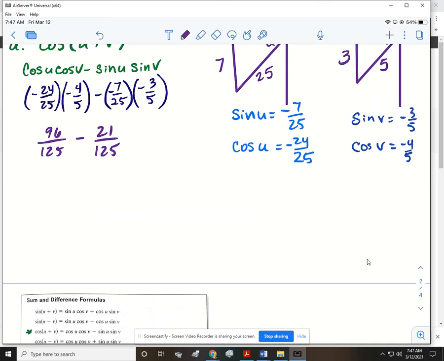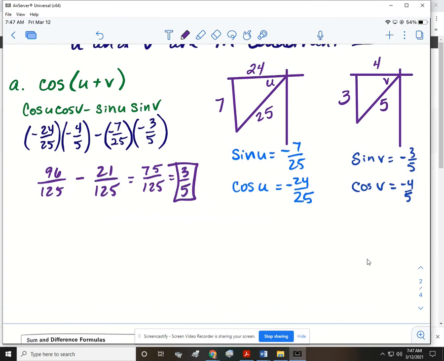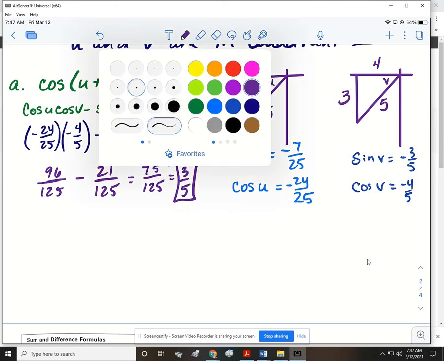Then they have a common denominator, which is what I really wanted. And so when I subtract, I get 75 over 125, and both of those will reduce by 25, and I get 3/5. So that is the cosine of a whole new angle that you would get by adding this u with this v. That seems like a kind of weird thing to need, but who knows?